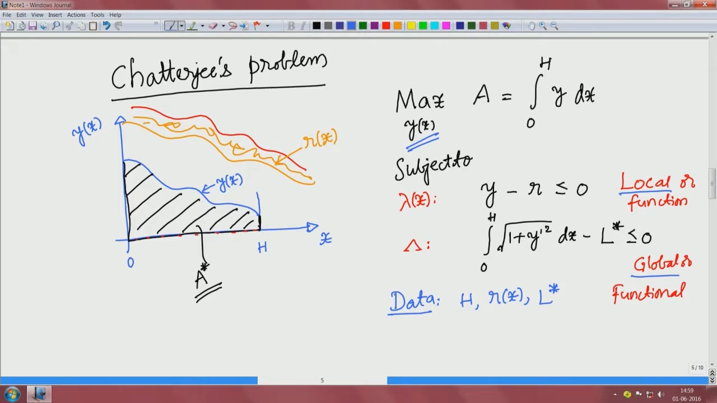One thing that we would change is that whenever we maximize something, our convention is always to minimize. So, let me change that maximization to minimization, but I will put a negative sign. Minimizing negative area is equivalent to maximizing positive area.